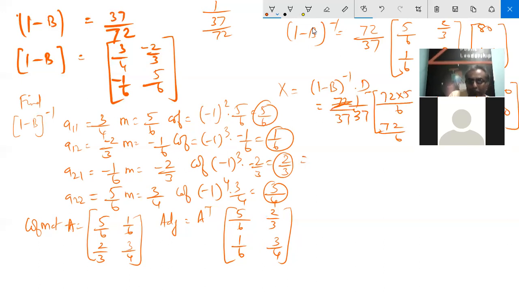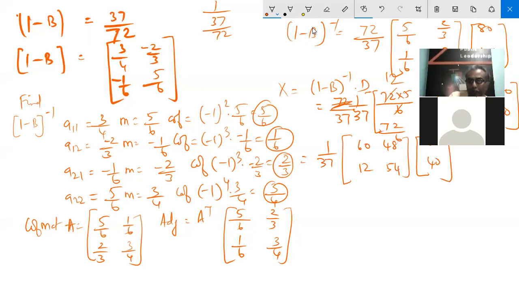But you will do 1 by 37 into 72. 72 will go in 6 twelve times, 12 into 5 is 60. Then 72 will go in 3 twenty-four times, so that is 48. 72 by 6 again 12. 72 will go in 4 eighteen times, so 18 into 3 is 54. So this is simplified like this.